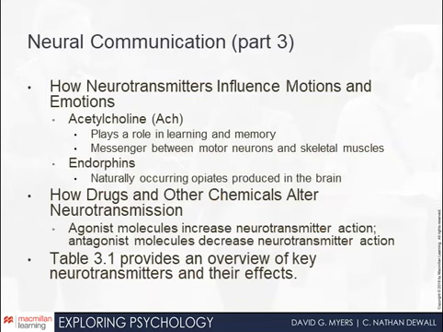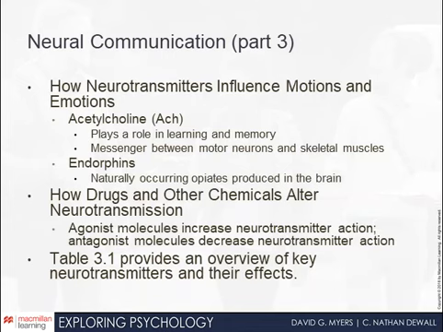Now, how neurotransmitters influence motions and emotions. As I stated earlier, we have this electrochemical process of neural communication. The electrical parts take place inside the neuron. We see the change in polarity. We see the electrical impulse traveling down the axon, going through the terminal branches, then releasing the neurotransmitter. How do neurotransmitters influence motions and emotions?